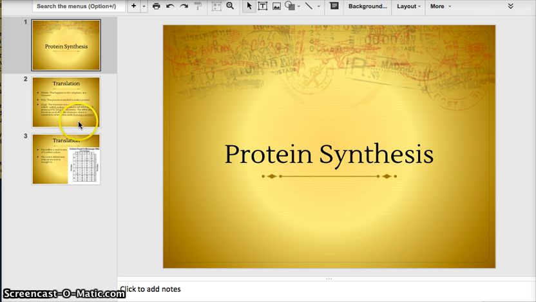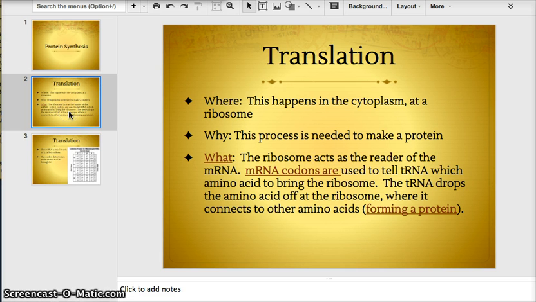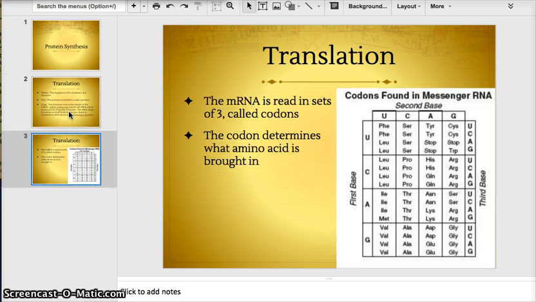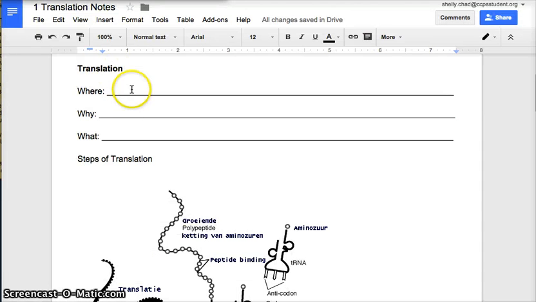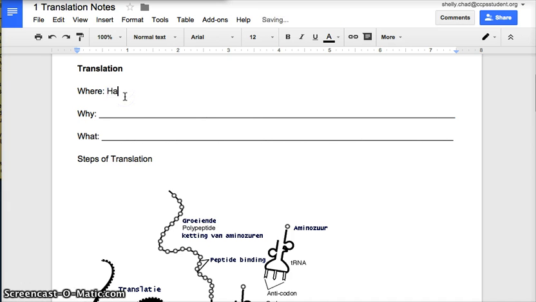So, translation, these notes are not going to be nearly as long because we already talked about the different types of RNA, and now we're going to talk about rRNA and tRNA. Last one we only focused on mRNA. So where this happens is this happens in the cytoplasm at a ribosome.